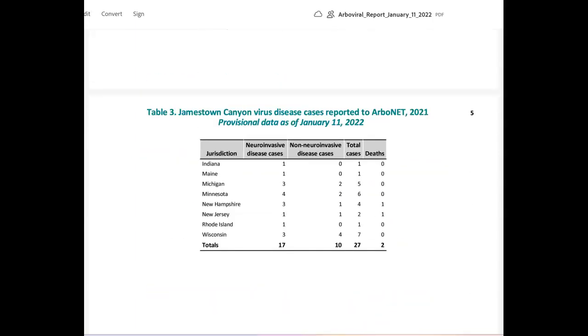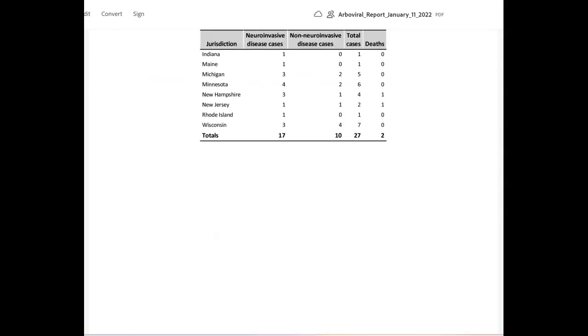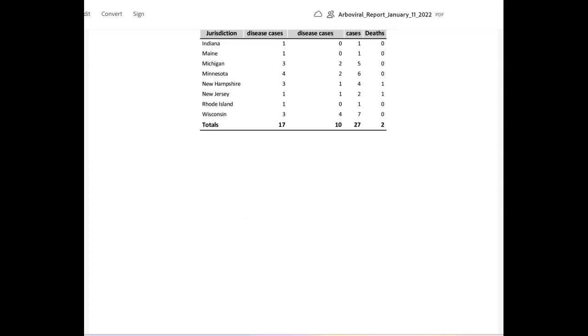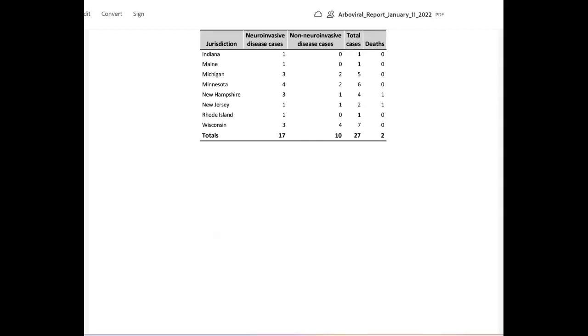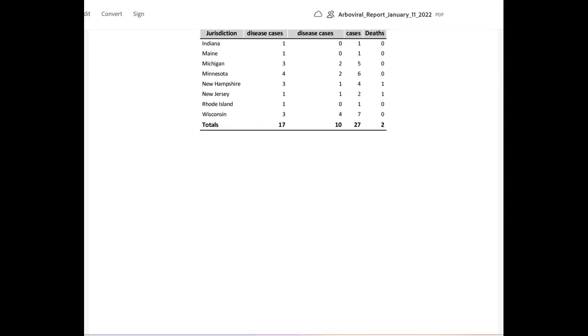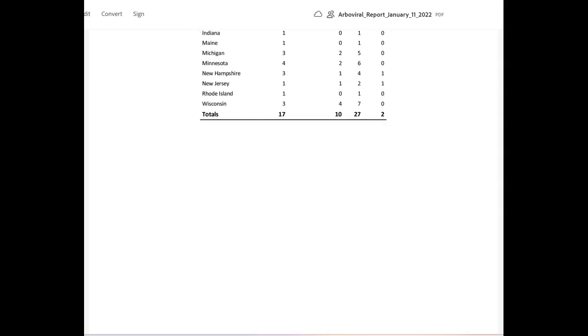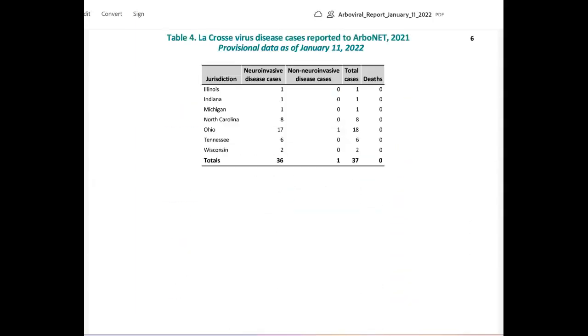So I'd skipped Jamestown Canyon virus, but there has been 2 deaths reported in New Hampshire and New Jersey. In Minnesota and New Hampshire, there were 2 cases. Also, Wisconsin had 4. So these are non-neuroinvasive. And then neuroinvasive, there were about 17, which are more severe cases than the non-neuroinvasive. One thing to note is that even if these viruses are not causing specific effects, if it is neuroinvasive, it actually might cause long-term effects.